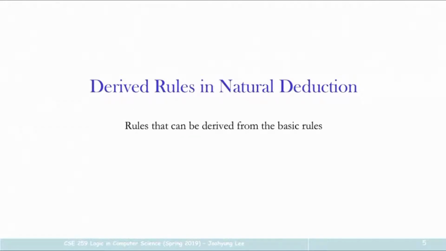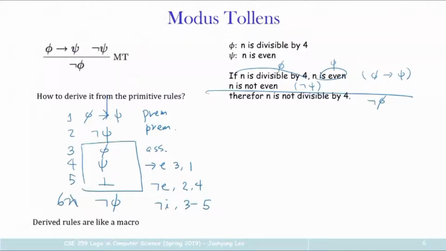So we talk about derived rules in natural deduction. I just introduced what the derived rules are. One was modus tollens. Basically, this is not a primitive rule. So even if you don't know the modus tollens rule, you can still find the natural deduction proof without using it. But what it helps is that some proofs can be very short.